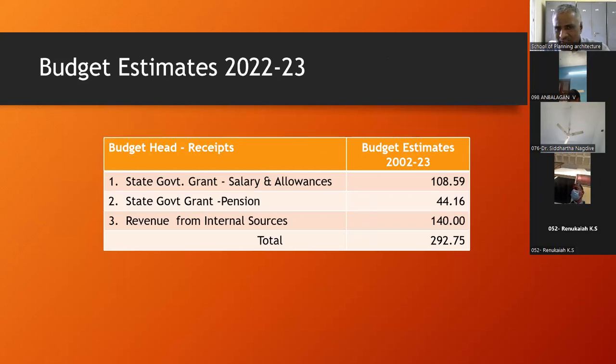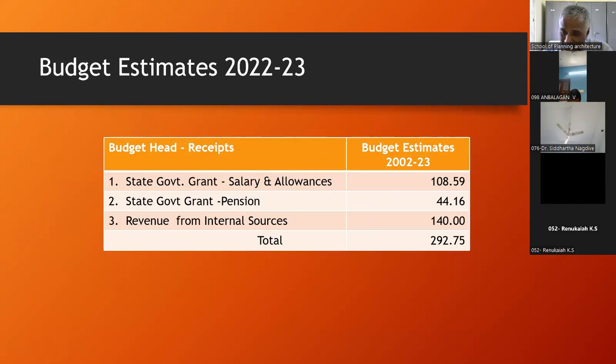22-23 budget head receipts budget estimate. This is an example of our university. In our university, state government grant for salary, we receive 108.59 crores. 108 crores we receive from the state government. State government grant for pension, 44 crores.